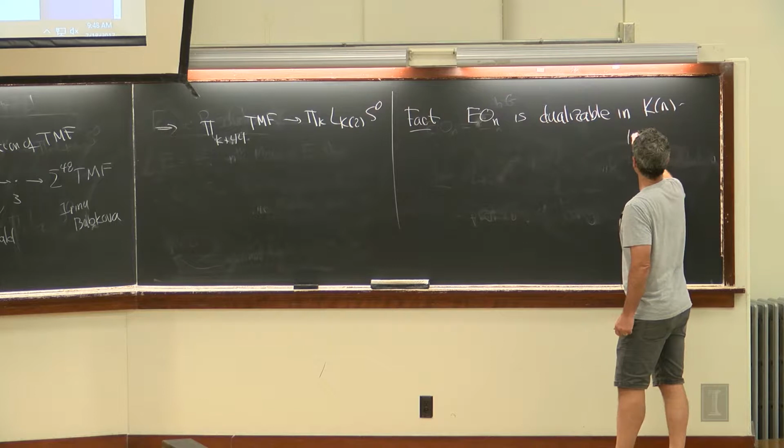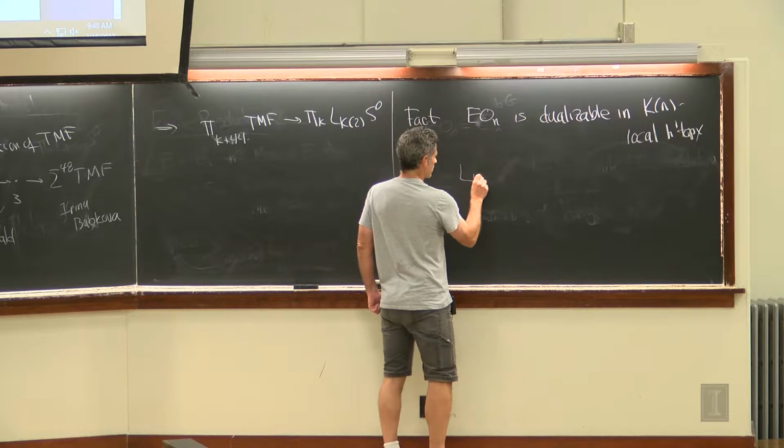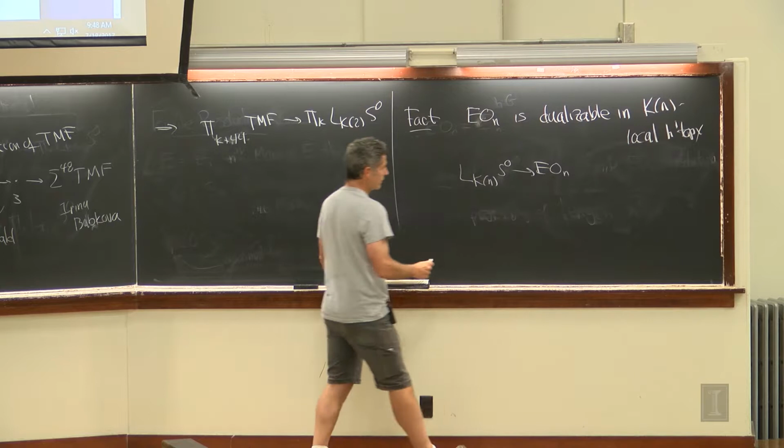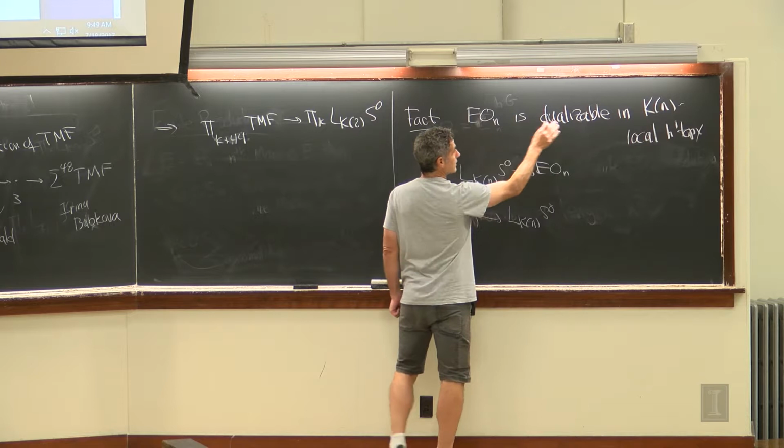Okay, so there's another way of getting a map of something into the sphere. You can start with the unit, and then you can just apply Spanier-Whitehead duality to this. And the dual of this is itself. Well, I didn't really need that this was dualizable to make this map. I could just have taken the function spectrum.